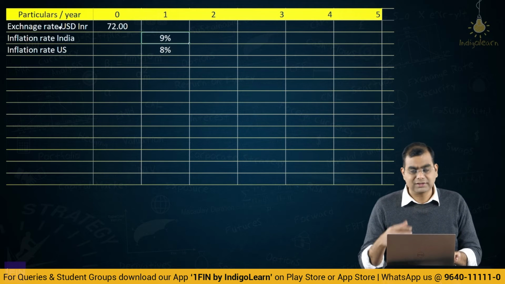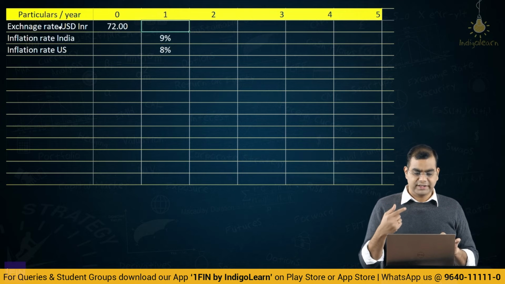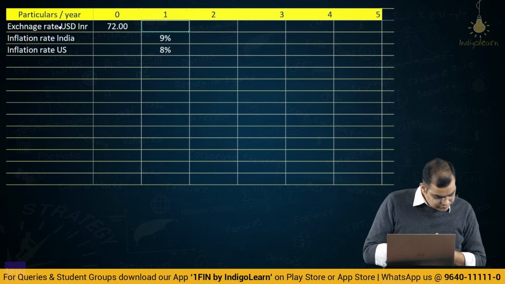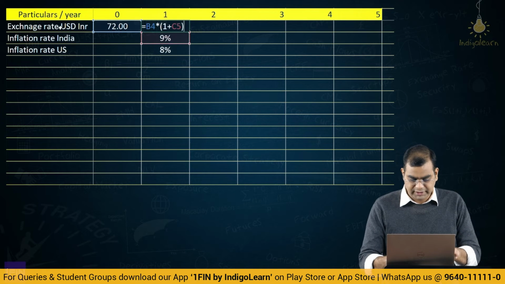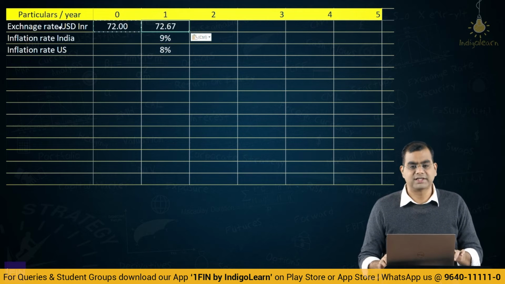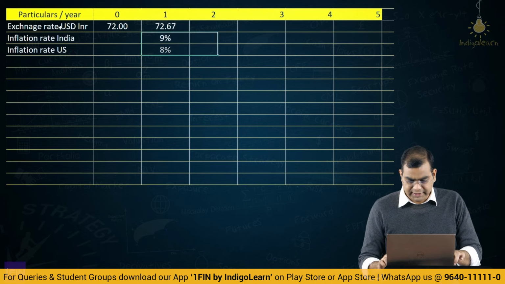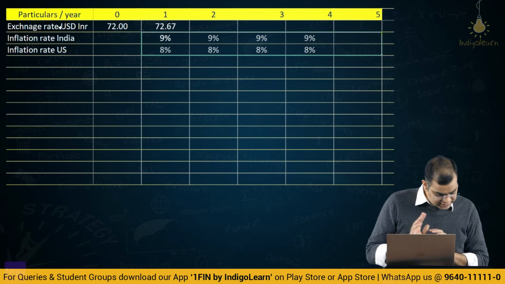So what will happen? Because the inflation rate in India is higher at 9%, the rupee will depreciate. By how much? 72 into 1 plus 9% divided by 1 plus 8%. You will get 72.67, and these rates are going to remain like this for the next 5 years.